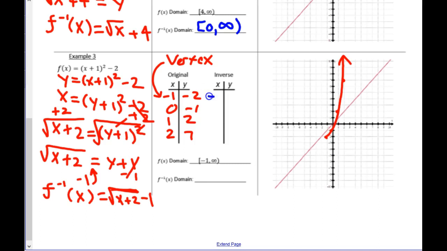So for the inverse, we switch them. Negative 2, negative 1, negative 1, 0, 2, 1, 7, 2. Plot those points. And once again, it should be symmetrical across y equals x. By the way, that vertex, what's the x value of this inverse function? Negative 2 with a bracket up to infinity, goes forever to the right.